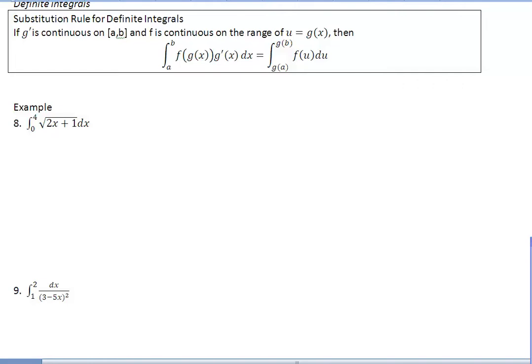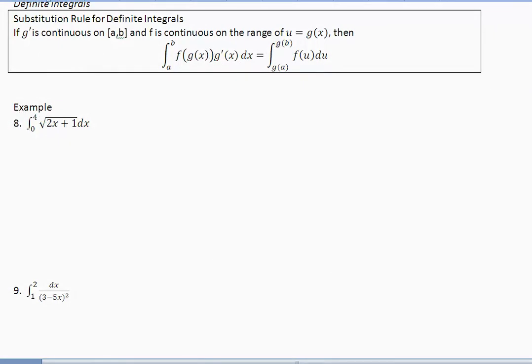There's just one added step really. You're going to do the same thing. You're going to let u be the inside. You're going to change everything in terms of u. And the biggest difference is your limits are going to have to change. So from 0 to 4, we're going to have to change those in terms of u. I'll show you what I mean.